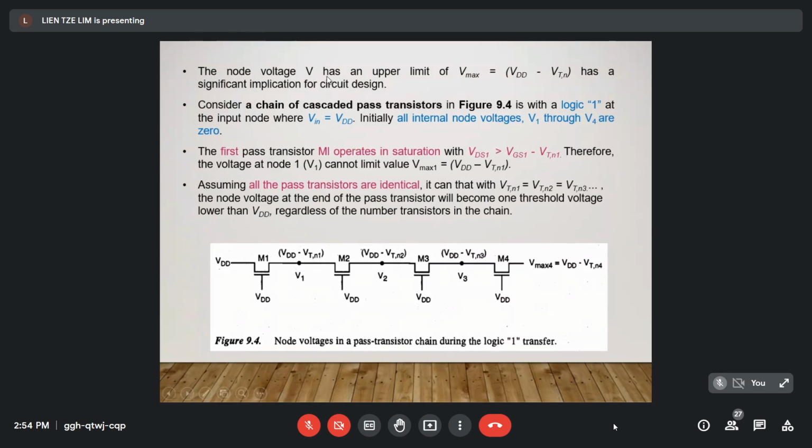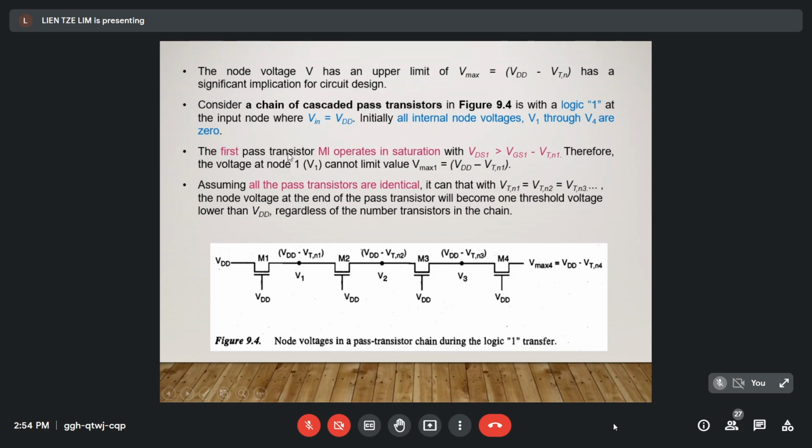The node voltage Vx has an upper limit of VDD minus Vt. It has significant implications for circuit design. Consider a chain of cascaded pass transistors in figure 9.4 with a logic 1 at the input node, where Vin is equal to VDD. Initially, all internal node voltages V1 through V4 are 0.